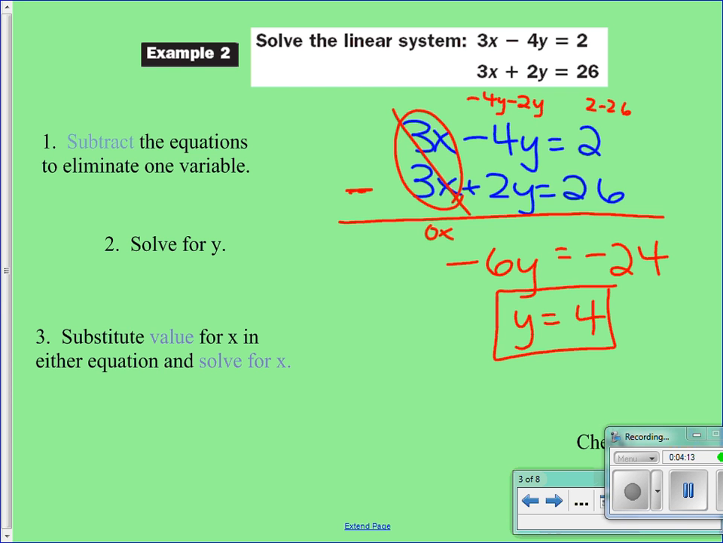This is probably one of the easiest methods to do, and I think it's the most fun, but you know I'm weird. So now that I have the value of y, I can plug it back into either of these equations.